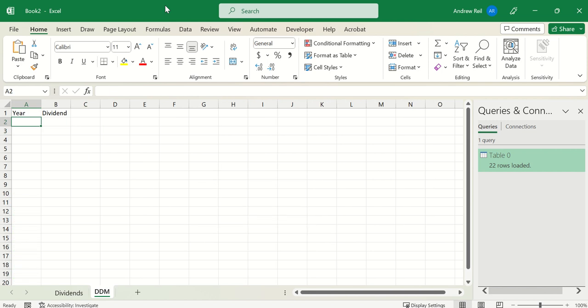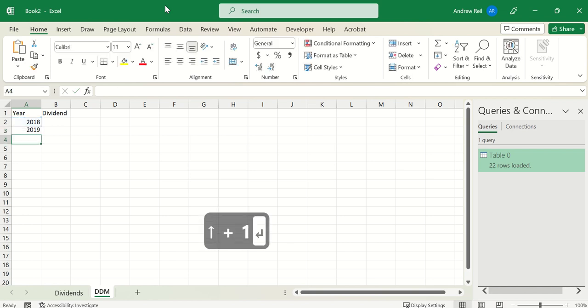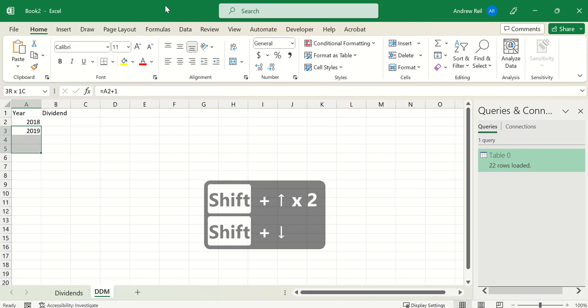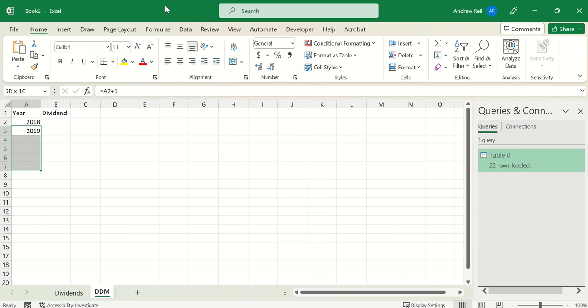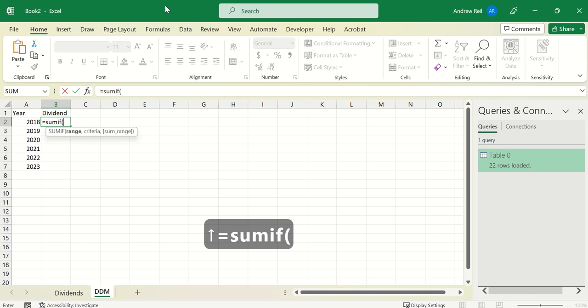So year, I'm going to start 5 years ago, which is 2018. And then I'm going to make a formula equal whatever that was last year plus 1. And then I'm going to autofill it down 2020, 2021, 2022, 2023. And then Control D. And then the dividend is going to be equal sum if. So add all the ones if they meet this criteria. And so first off, the range. What is the year range that I'm looking for?